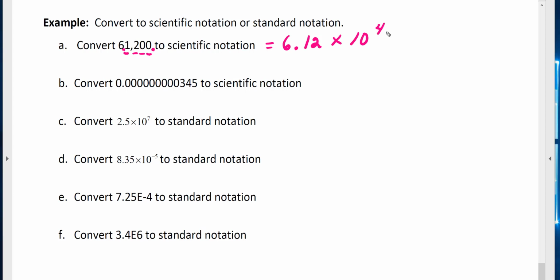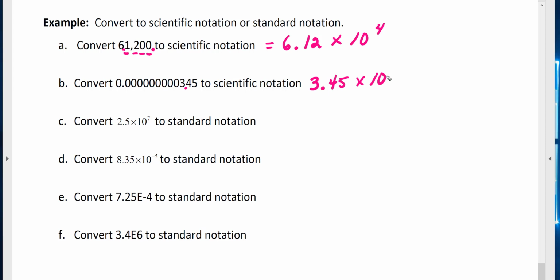B, convert 0.00000000345 to scientific notation. Obviously, that was a lot of zeros in that small decimal number. So again, we're going to have to move that decimal place between a number that's greater than 0 but less than 10. So I'm going to put the decimal place between the 3 and the 4. So I'm going to rewrite this as 3.45 times 10 to some power.